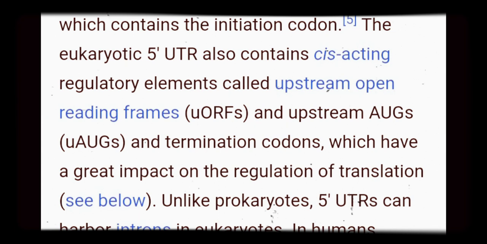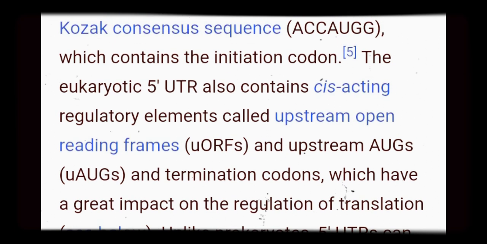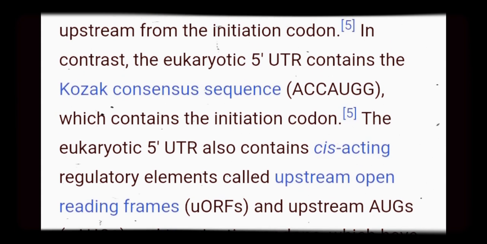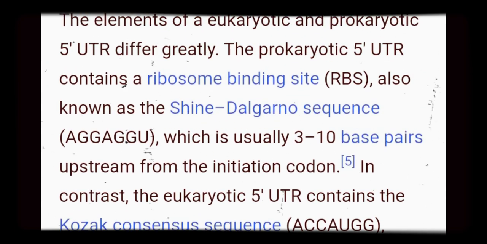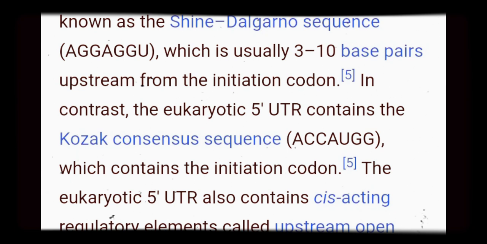You have to study this much here: what is the difference of the 5' UTR among prokaryotes and eukaryotes. Prokaryotes have a ribosome binding site, also called the Shine-Dalgarno sequence, within this 5' UTR, which can interact with the 16S rRNA, and it is 3 to 10 base pairs upstream.